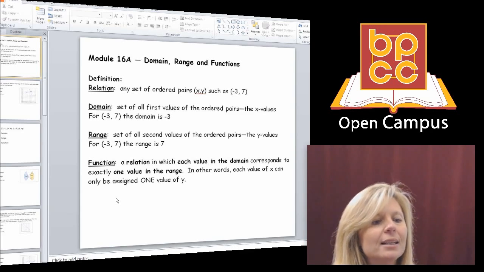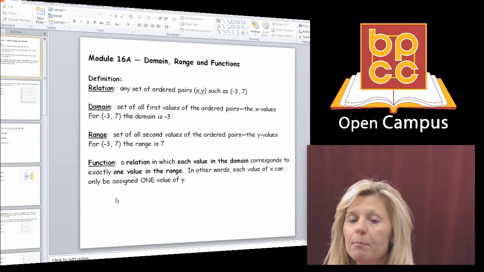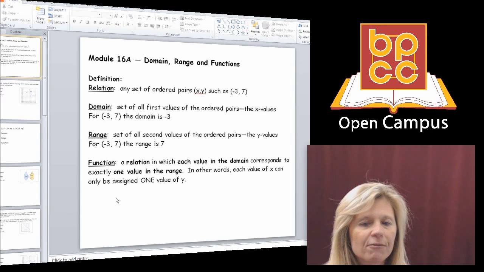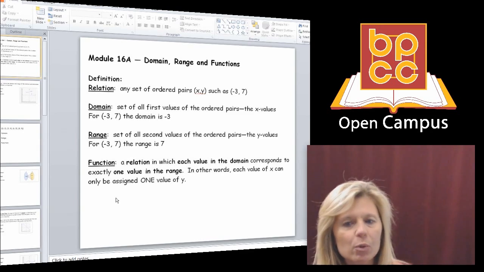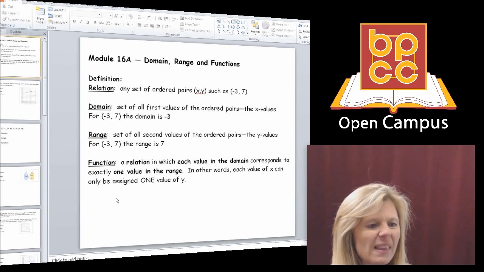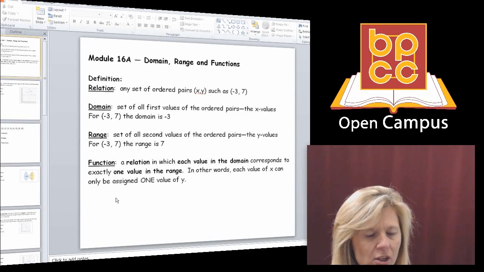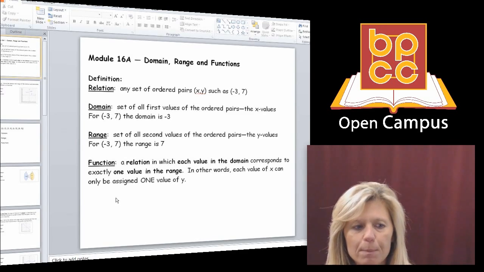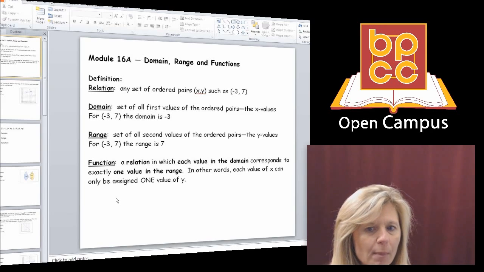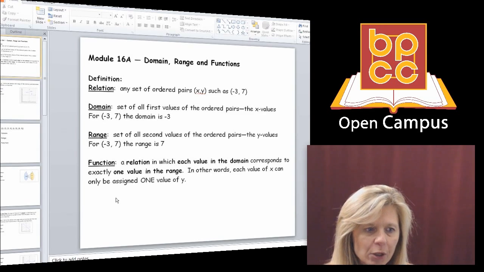Now, the last definition is the word function. Mathematically, the definition says a function is a relation in which each value in the domain corresponds to exactly one value in the range. Now that's very wordy. So let's make that make more sense. First, let's take apart the keywords. The keywords in there are relation, domain, and range. We just said a relation is a point. We just said the domain is the x value and the range is the y value.